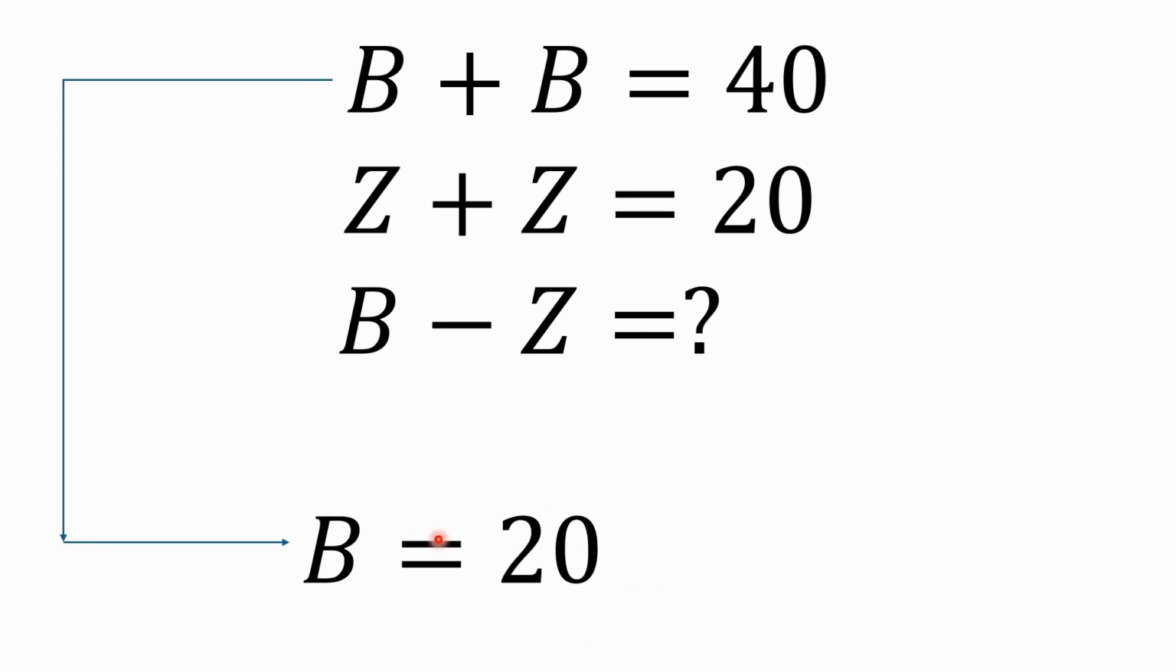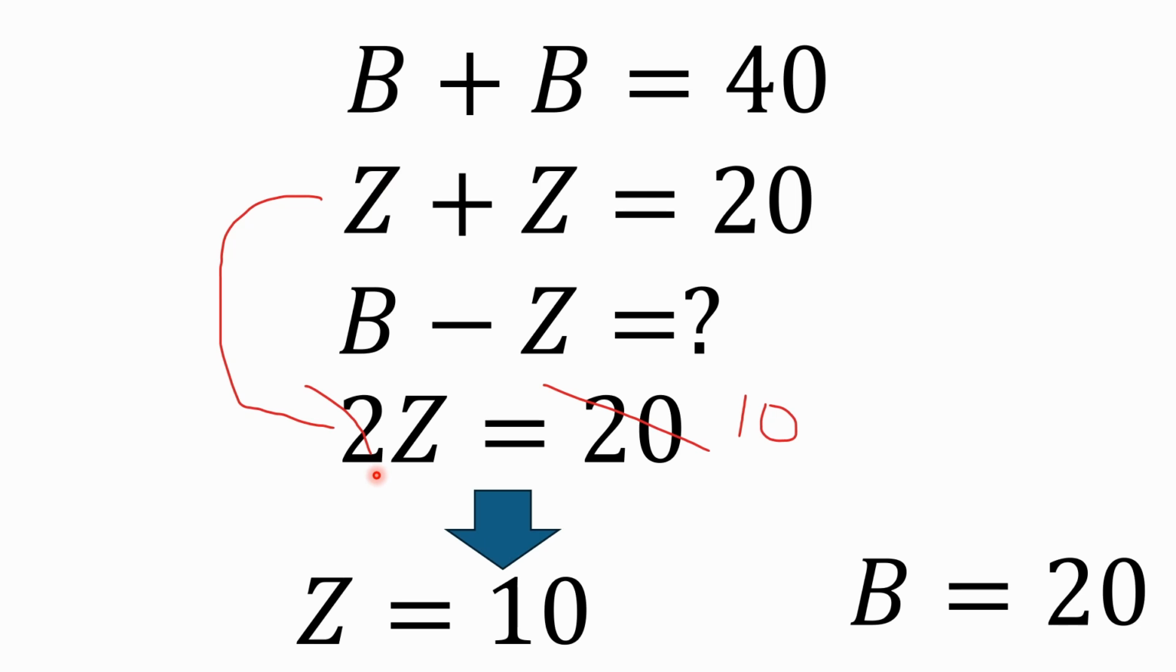All right, so we have b equals 20. We've already got one of these two solved. Now we need to understand what z is equal to. Well, it's really going to be figured out the same way. In this case, z plus z is the same as 2z, or 2 times z. So 2z equals 20.